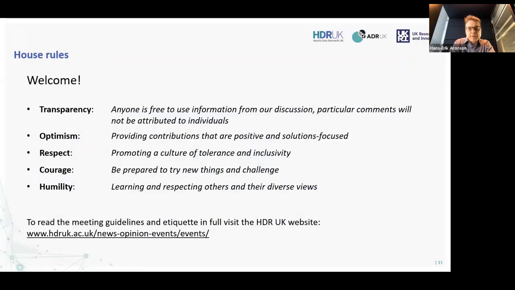And I have one final slide, which is our house rules. These are our rules that govern HDR UK, and they fall onto DARE UK: transparency, optimism, respect, courage, and humility. And these are the house rules for the day, for our workshops as well. And if you would like to look at them in more detail, there's a link at the bottom of this slide. Thank you very much. I'm going to hand over to Sushil now. Thank you.